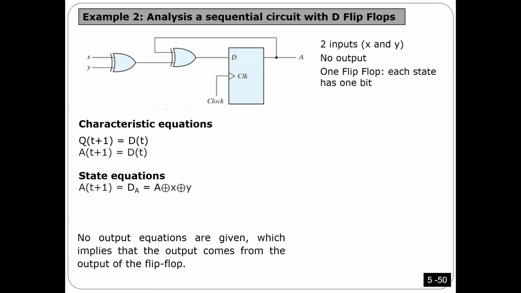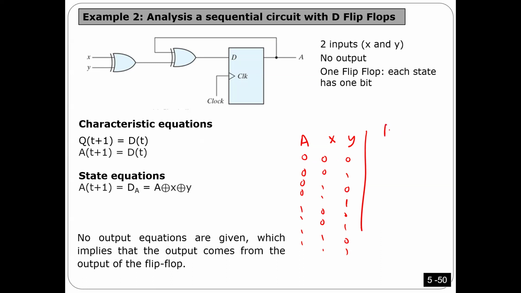Number one, how can you make the table? When you make the table, you have to put the flip-flops you have. I have only one flip-flop, A, and then you have to put the inputs. You have X, Y. Is that okay? You have to put all inputs and flip-flops you have, and then you have to put all possible cases.